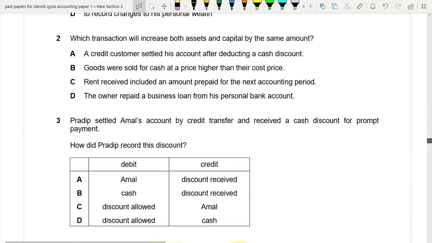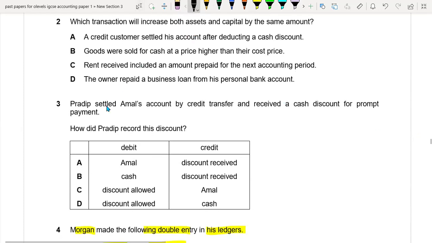Question number 3. Pardeep settled Amar's account by credit transfer and received a cash discount for prompt payment. How did Pardeep record this discount? Basically, Pardeep settled Amar's account by credit transfer and received a cash discount. Okay, so Pardeep is basically the customer of Amar. So Amar would be debited and discount received would be credited. Discount allowed is not recorded in Pardeep's account, because Pardeep received the discount, not allowed the discount to Amar. So it means that A is the right option.